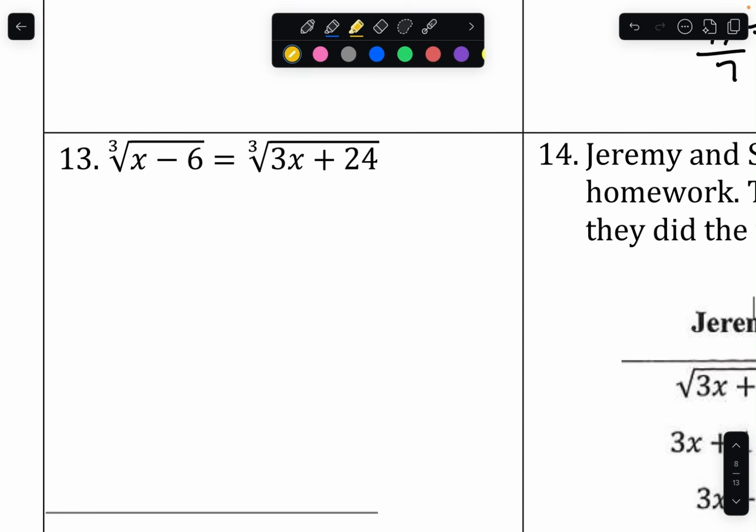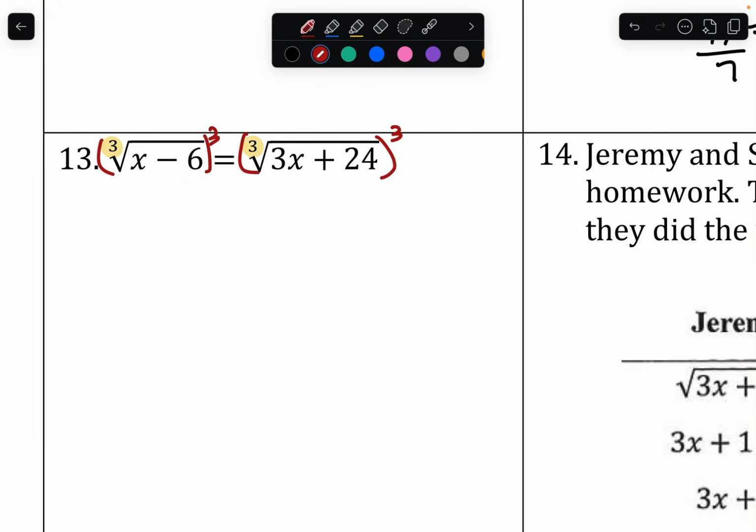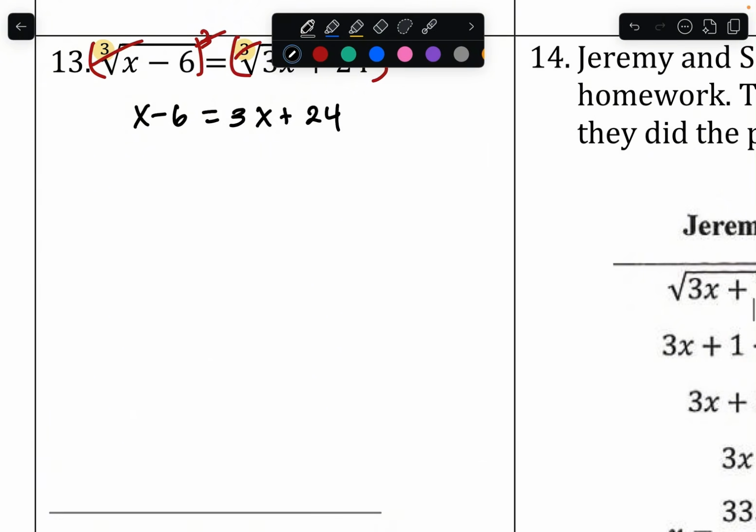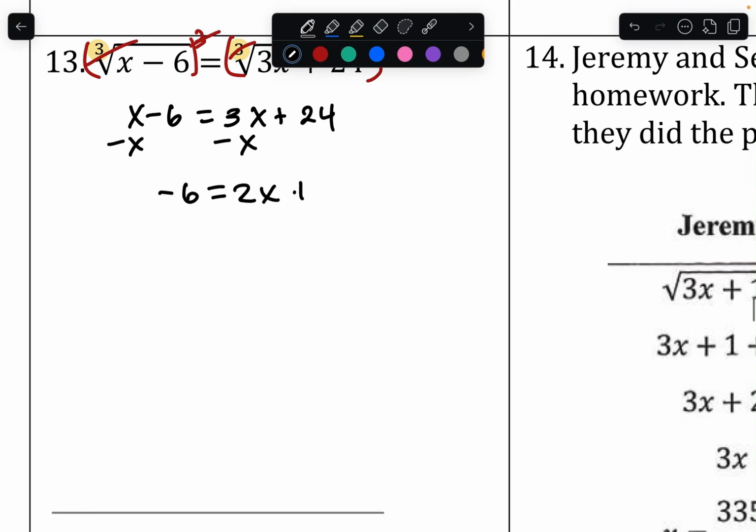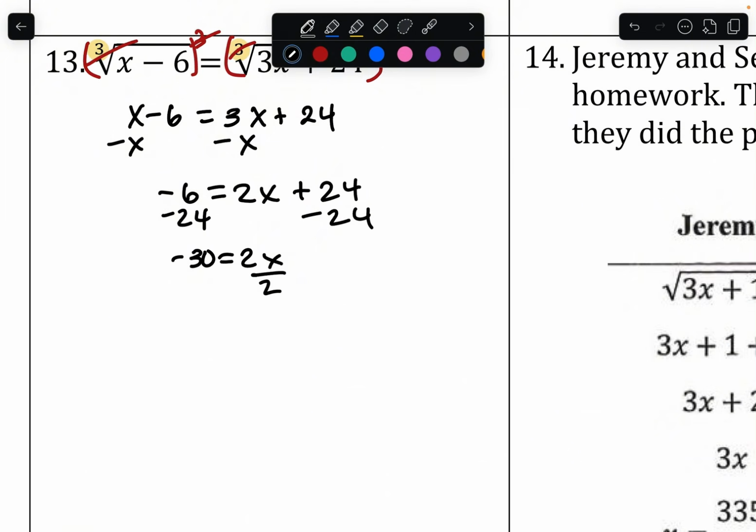Okay, here, similar to the square root situation, I have a cube root equal to another cube root. And so when we cube both sides, they both go away, and we're left with a linear equation. So cube root's really easy. And then we can subtract x from both sides. And then subtract 24 from both sides. Divide by 2, and we get x equals negative 15.